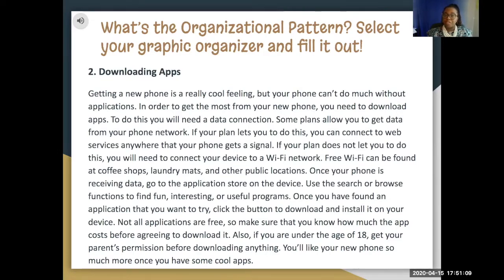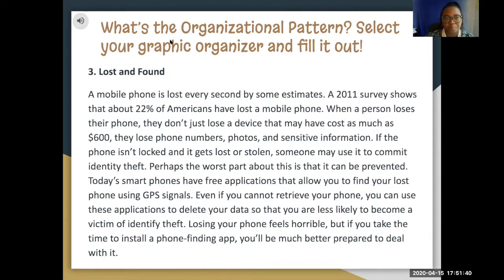All right, don't forget to pause if you need some more time, okay? Remember what we're doing. 1, figuring out the organizational pattern. 2, you have to highlight or circle or find your signal words to help you to figure out which organizational pattern it is. And 3, we're going to make our graphic organizer and fill it out. Give yourself enough space. Don't make your box super tiny. I suggest writing out what you need first and then drawing your boxes, okay? The next passage is about lost and found.